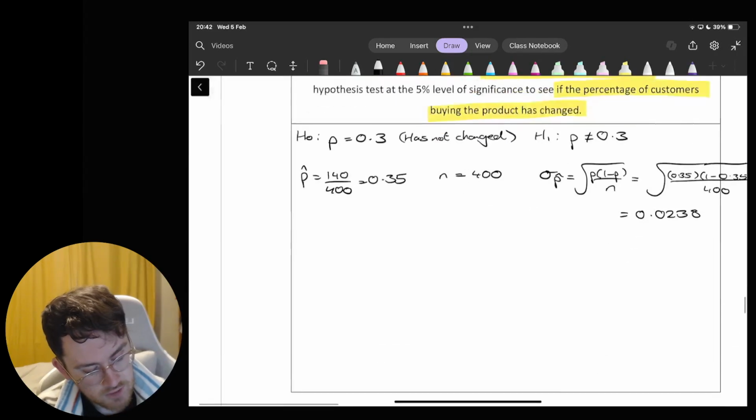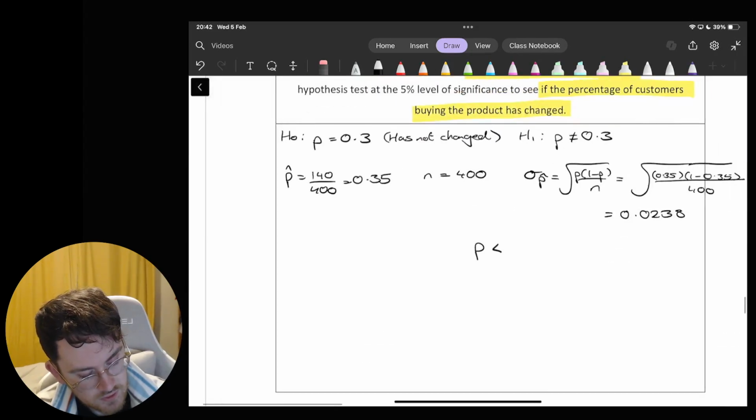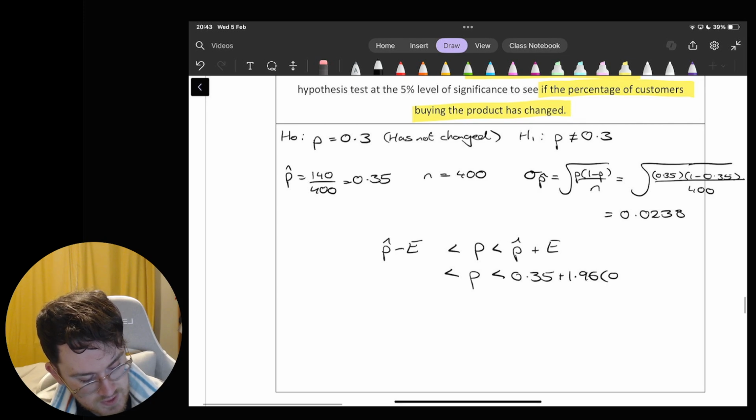So let's set up our confidence interval now. Our confidence interval for the population proportion is P hat plus my error and P hat minus my error. So that's 0.35 plus 1.96 times the standard error.